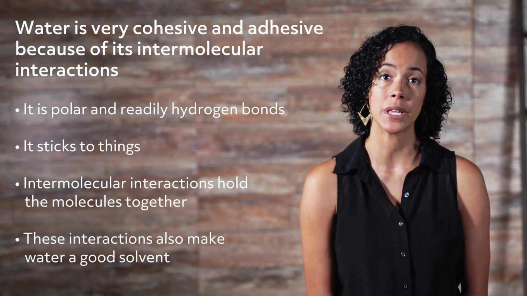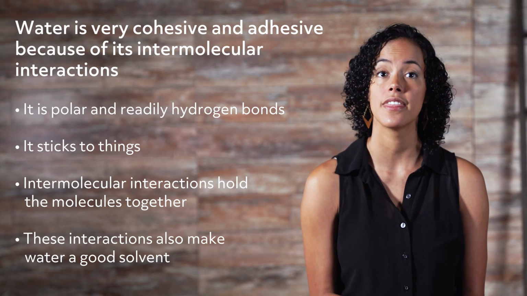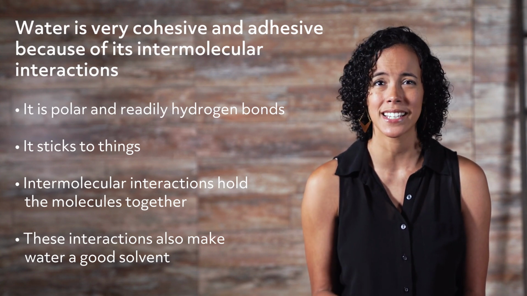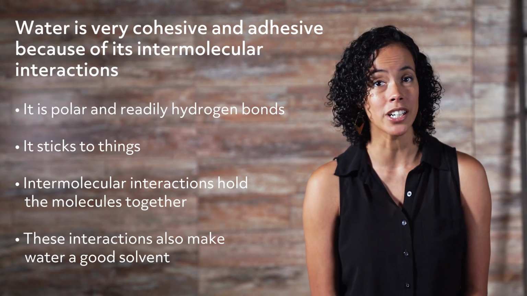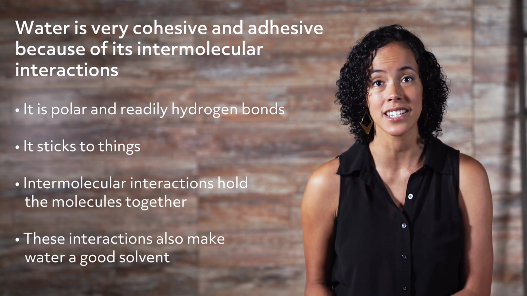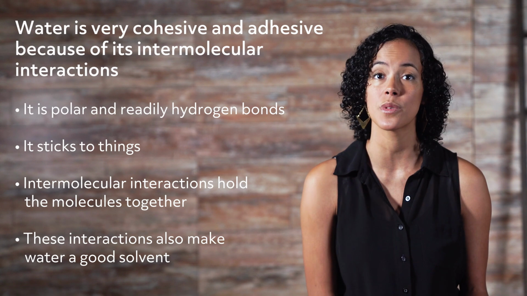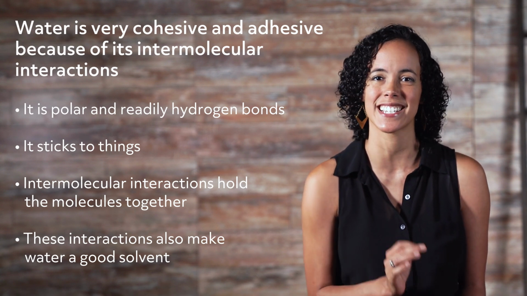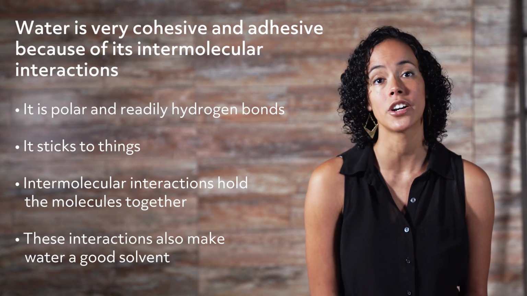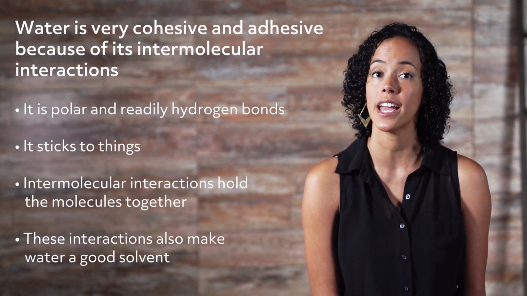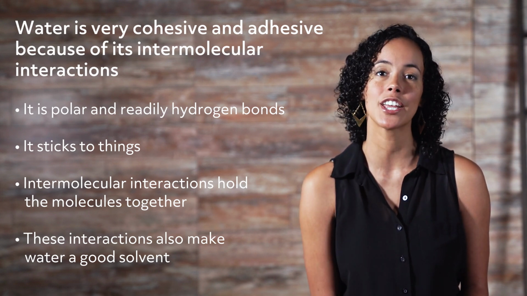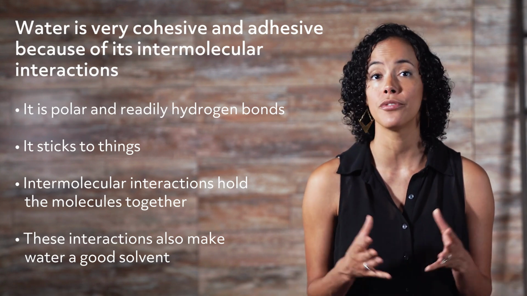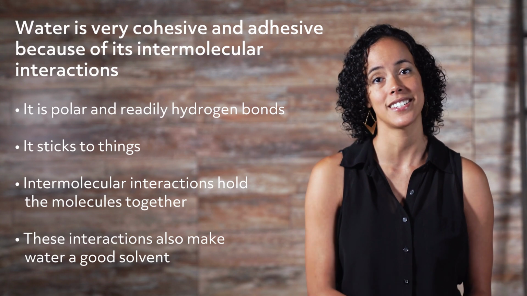Water is very cohesive and adhesive. That's because of its intermolecular interactions. Basically, because water is polar and readily hydrogen bonds, it forms strong interactions with itself and other polar molecules. In other words, it sticks to things. This is why water is a liquid at standard temperature and pressure. The intermolecular interactions hold the molecules together, stopping them from flying away and becoming a gas.